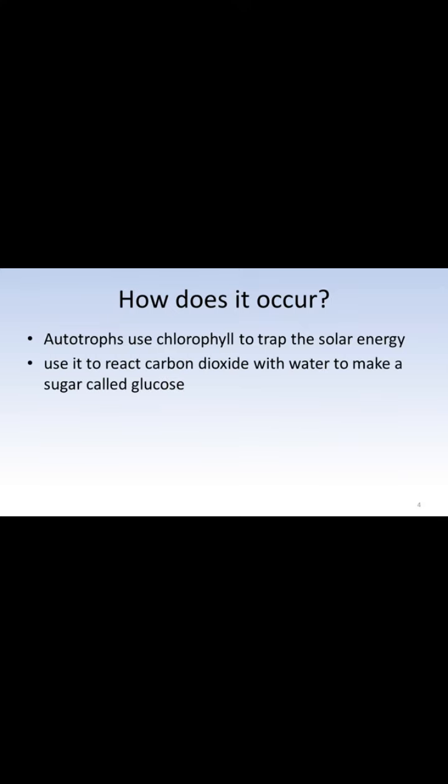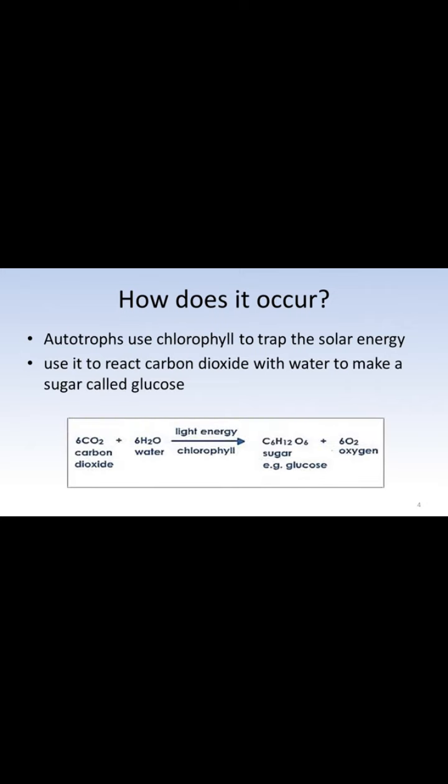For photosynthesis to occur, we need chlorophyll. This is present in the chloroplasts of autotrophs, such as plants and algae. The chlorophyll will trap the light energy. It then uses that energy to react carbon dioxide with water to make sugars. Below we have a balanced equation that is summarizing this process.